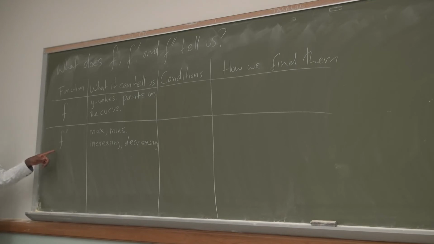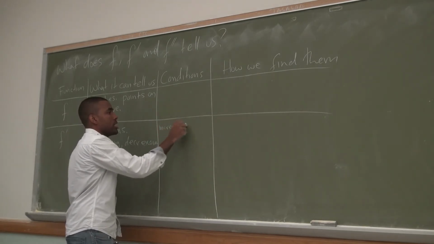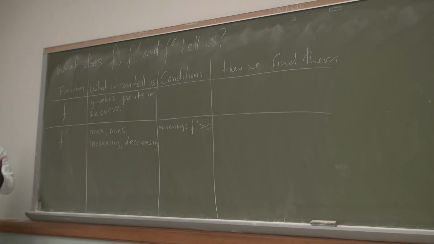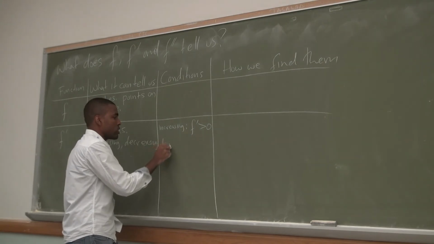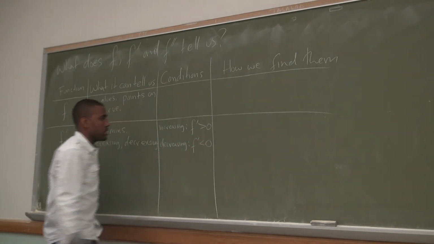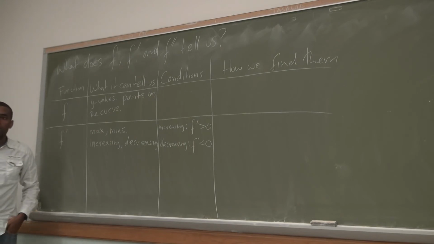What are the conditions under which it tells me these things? Well, increasing, we know that's easier, right? Increasing just means wherever the derivative is positive. If I want to find where it's increasing, I'm just going to find the derivative and figure out where it's positive. If I want to figure out where it's decreasing, I'm going to find the derivative and figure out where it's negative. So for increasing and decreasing, those are the conditions. How about a max? How do I know when something is a maximum? If something is increasing first, then decreasing, that's a max, and vice versa.